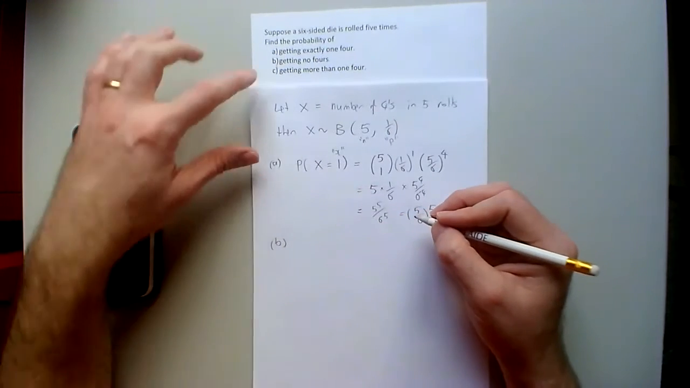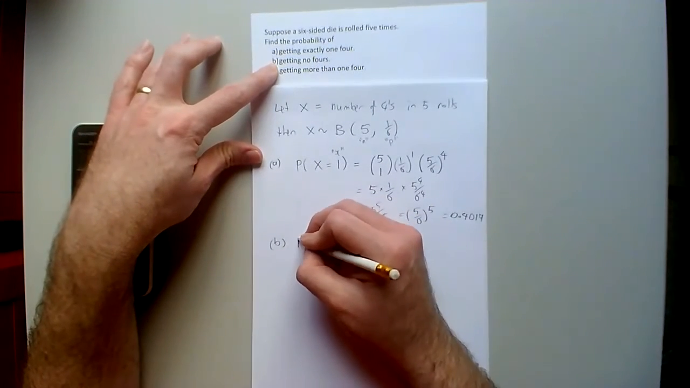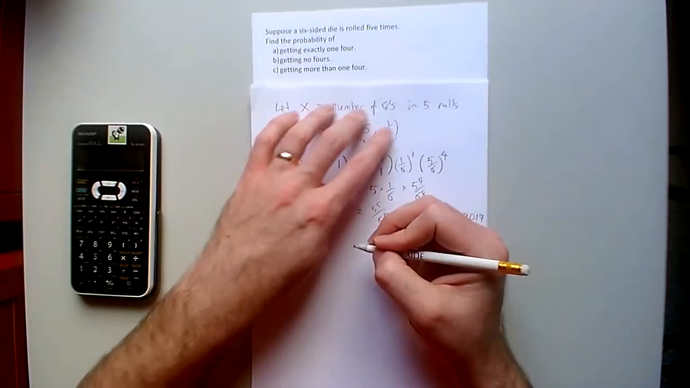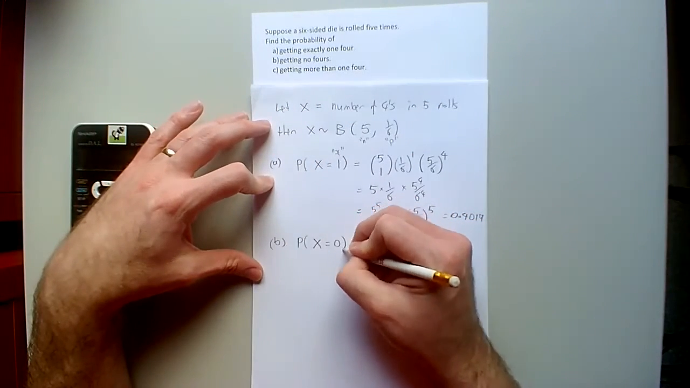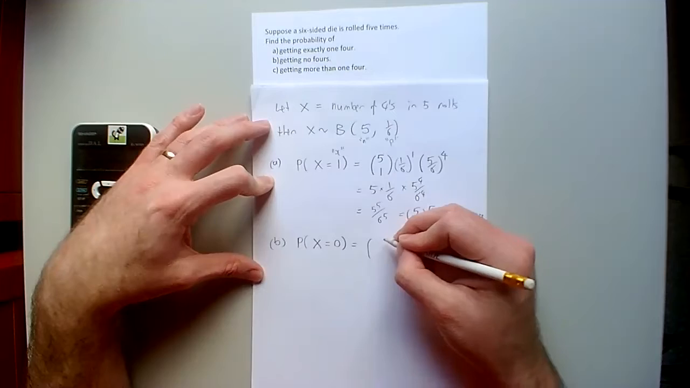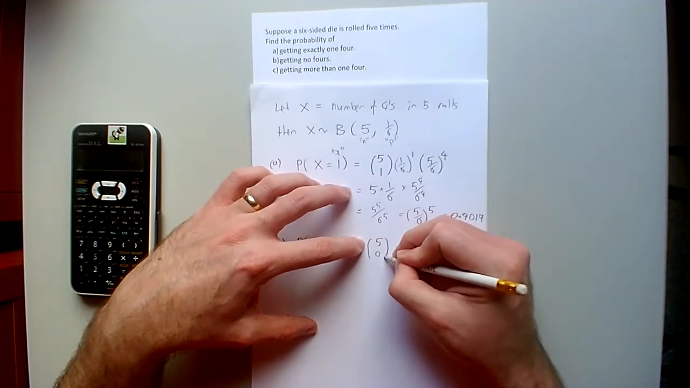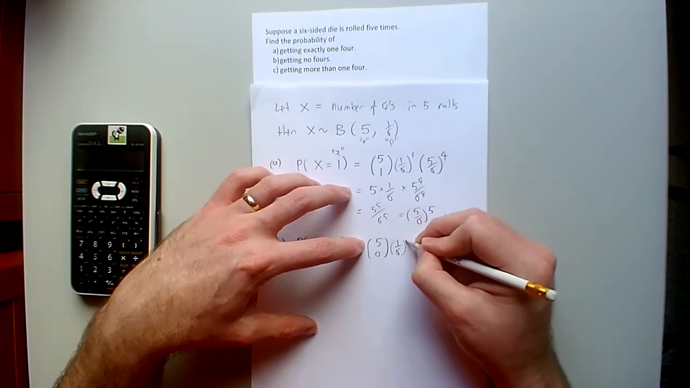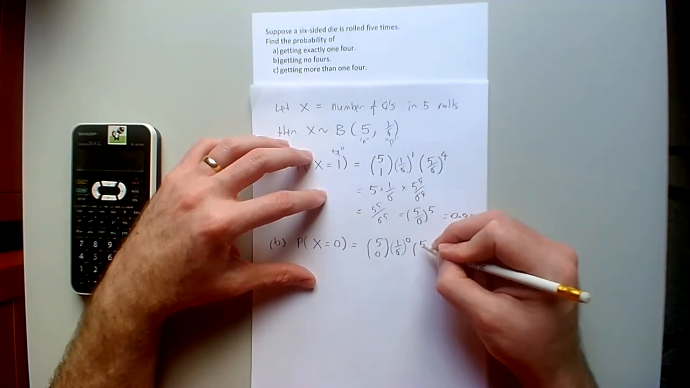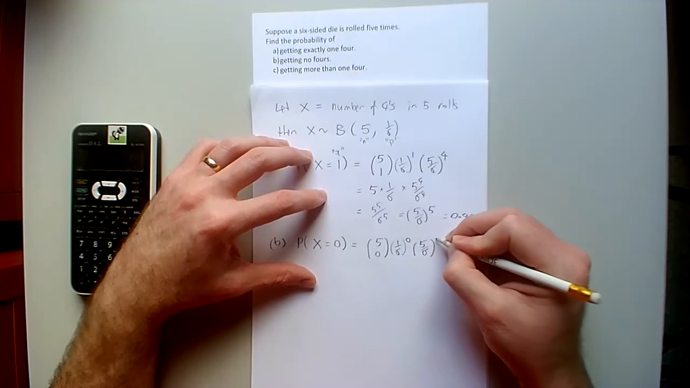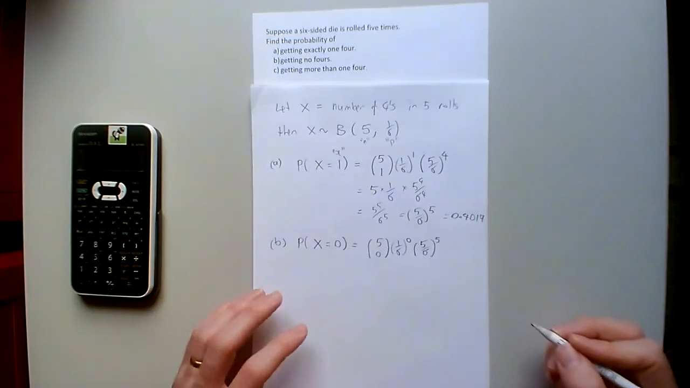B, probability of getting no 4s. So no 4s would mean that the number of 4s is 0. So the number of 4s, that's what X stands for, is equal to 0. So it's still 5, but this time choose 0. We'll have the probability of success to the power of 0, which is how many times the success has happened. And then the rest of the probability to the power of the rest of the trials, which is all the trials.